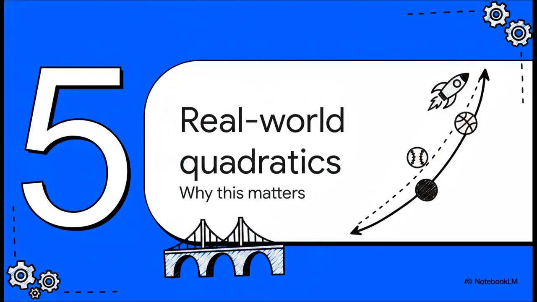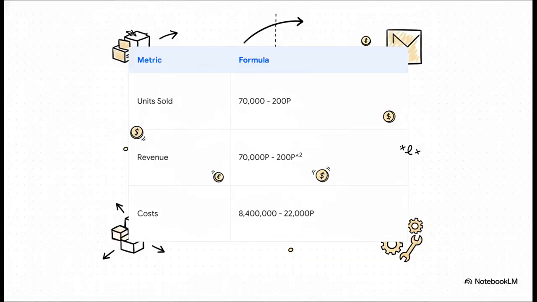Okay, finally, part 5, quadratics in the real world. Let's talk about why this actually matters outside of a math class. Imagine a business trying to calculate its profit based on the price of its product, which we'll call P, and its manufacturing costs. The resulting math naturally forms a quadratic relationship. Check out that P squared term in the revenue row.